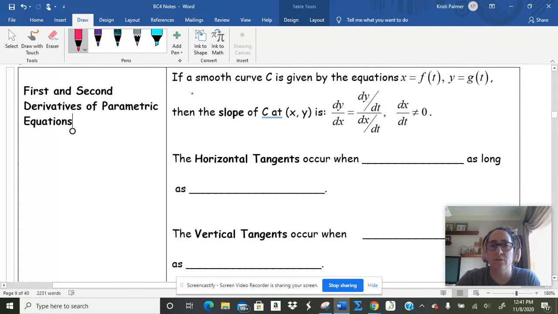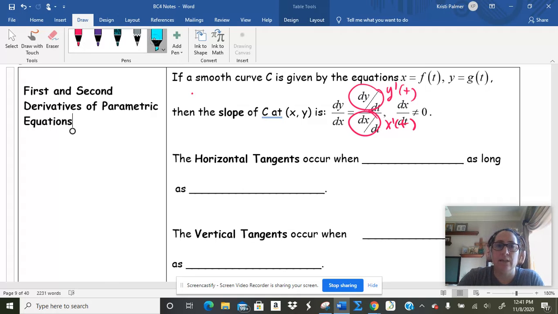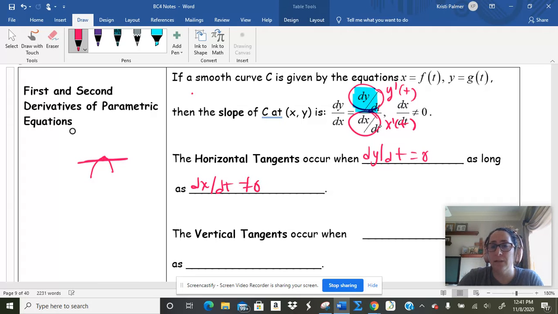Okay, so we already knew that the slope was the change in y over the change in x, and that we could just take y prime of t over x prime of t. So where would a horizontal tangent occur? A horizontal tangent is when I have a slope of 0. So that's going to be when dy dt is 0, as long as that denominator is not 0. So remember, if it's 0 over 0, we're at rest, and that's an indeterminate form. And so that's not a slope of 0.